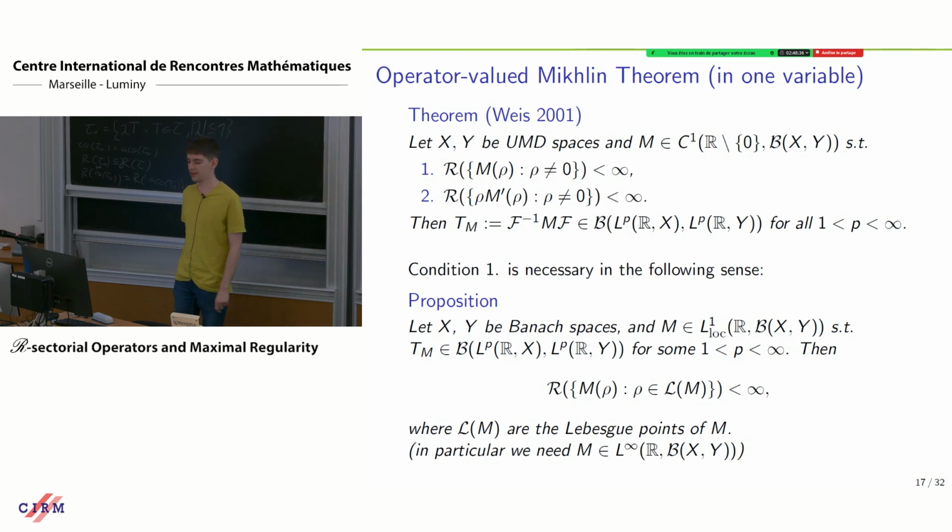Okay, so now I will talk about the proof of the theorem above here, so not about the proposition below, but about the theorem. We want to see how this R-boundedness implies the boundedness of the Fourier multiplier.